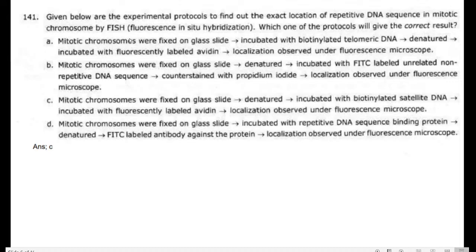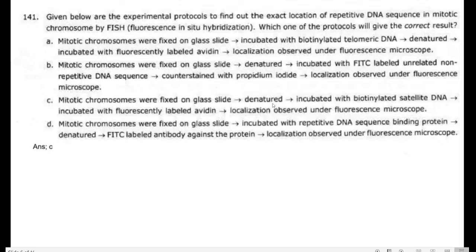So we want to study the FISH protocol. The FISH protocol is a fluorescence in situ hybridization protocol. Once you have studied this FISH protocol well, you can answer this easily. C is the correct answer. The first step in FISH is that the mitotic chromosomes are fixed on a glass slide.